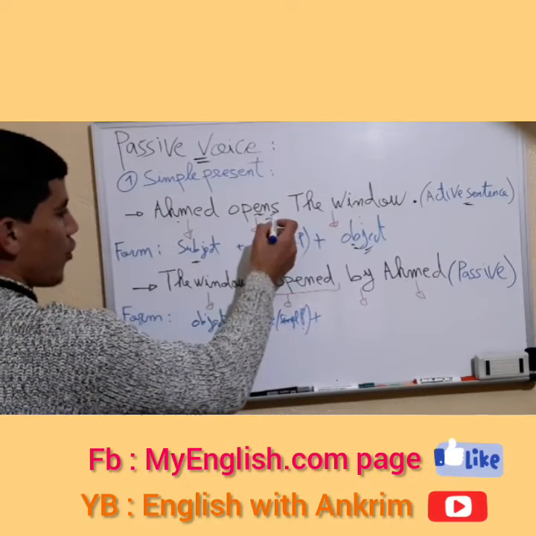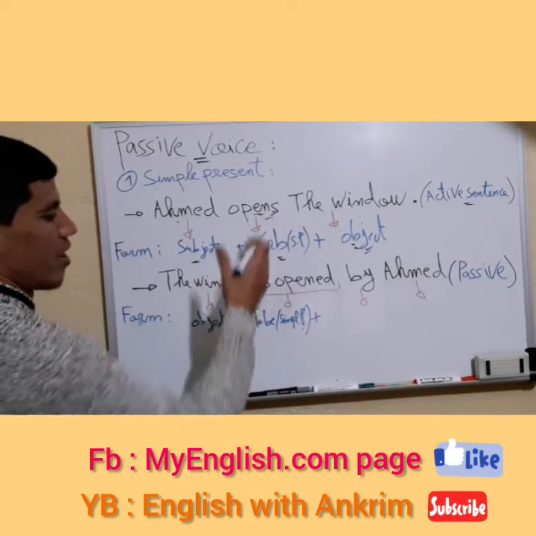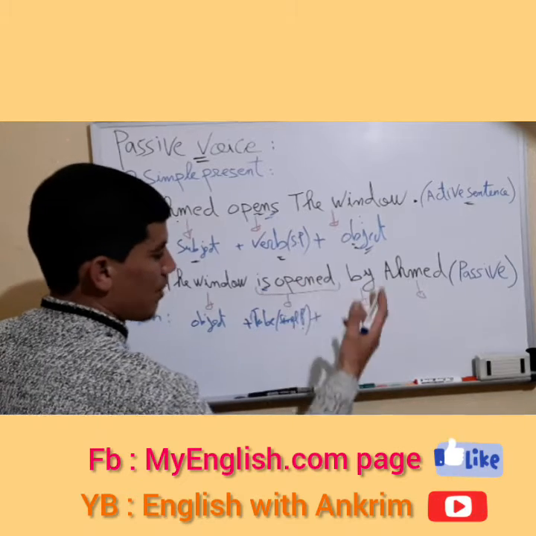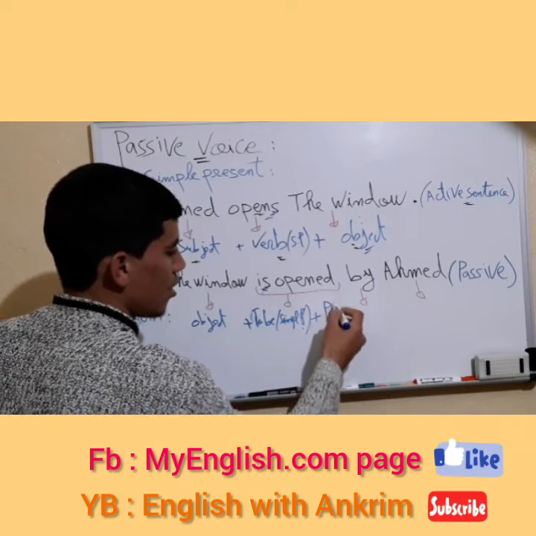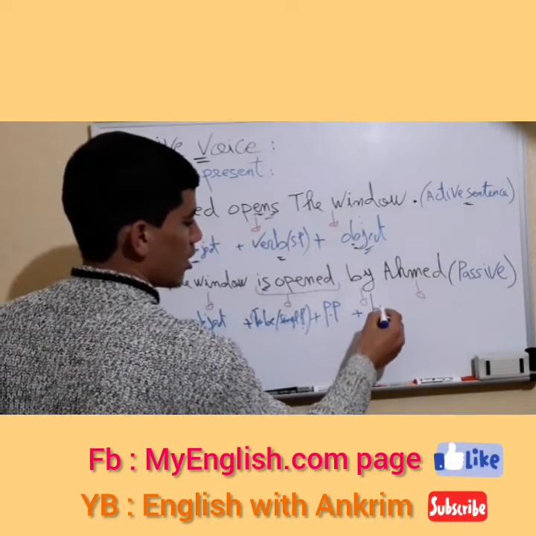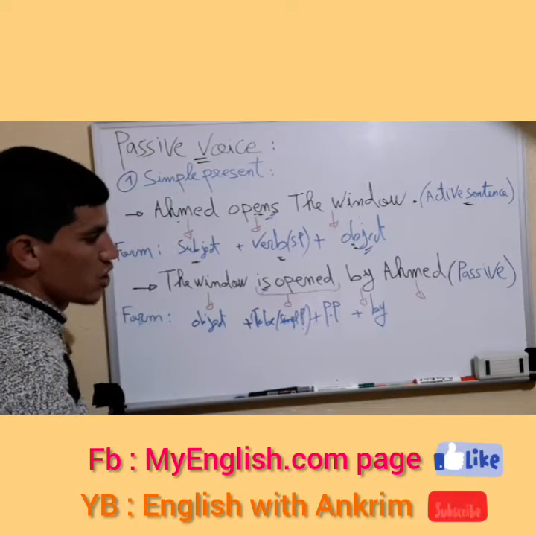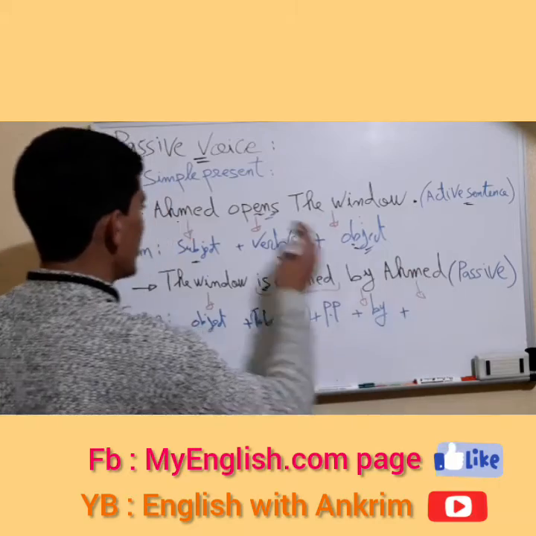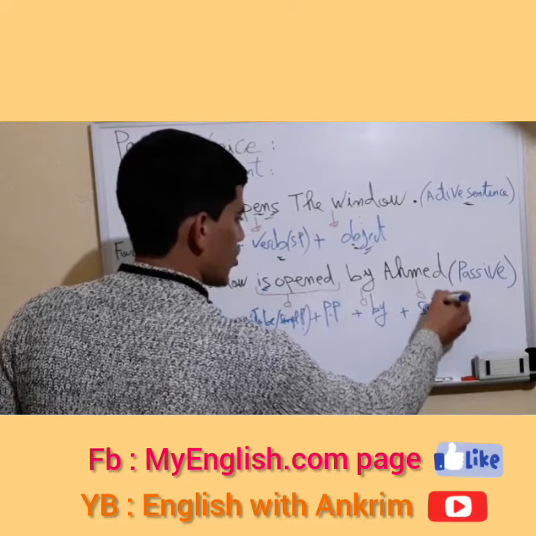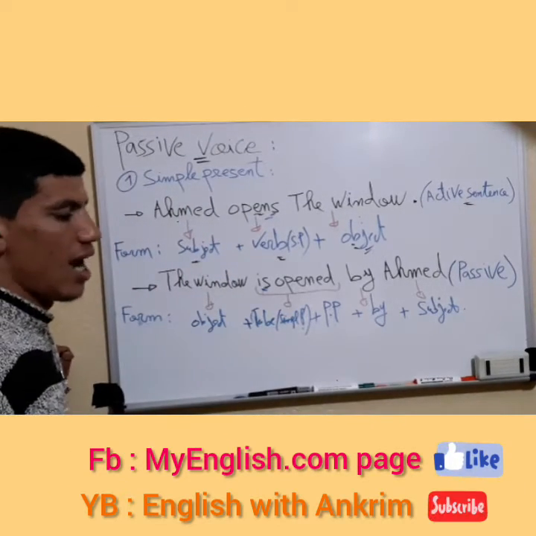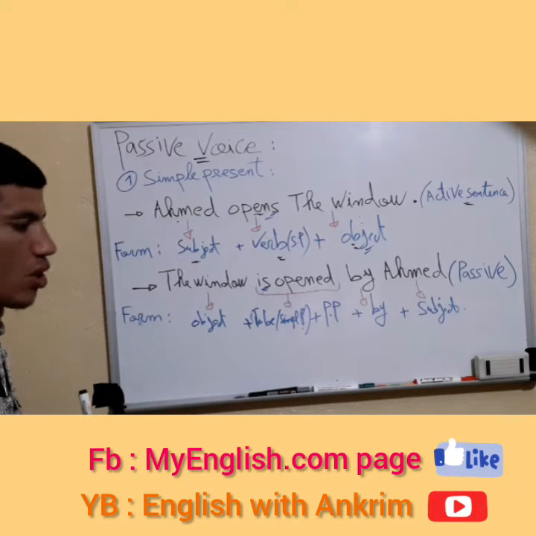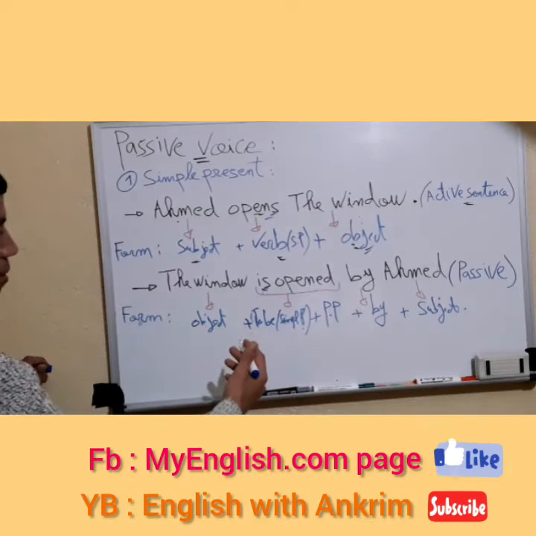And if you notice, we have opens, it's simple present, and we have here opened, which looks like the simple past, but we don't say the simple past, it's the past participle. Plus this "by", it's a preposition, so we need it, plus Ahmed. Ahmed here is the subject, and it becomes the object, but we can say subject here. Okay, the subject remains the last component of the passive sentence. Okay, good. So this is the structure of the passive sentence.